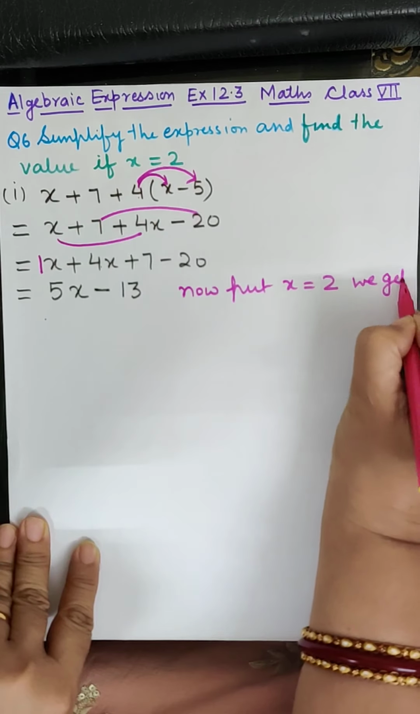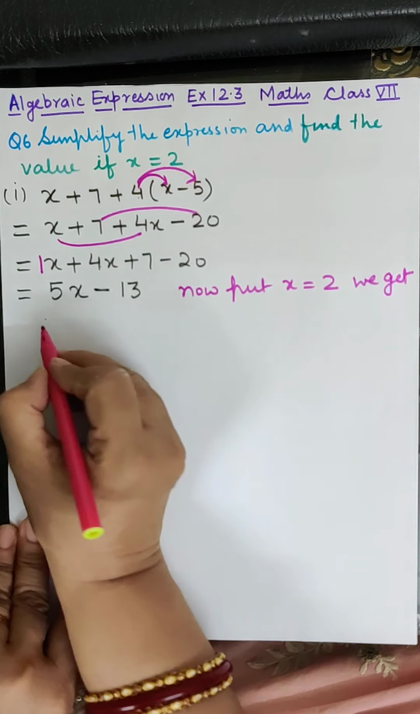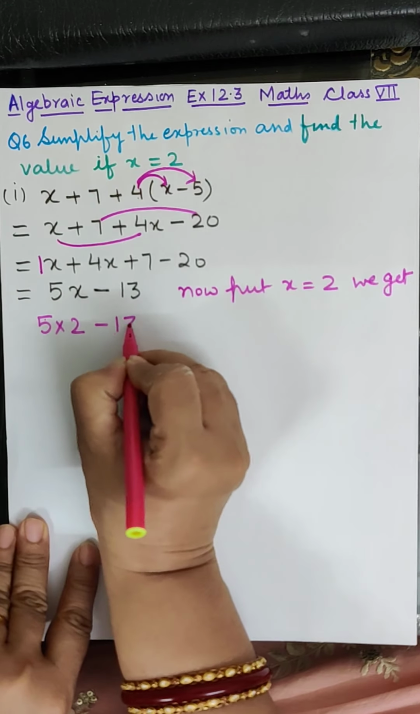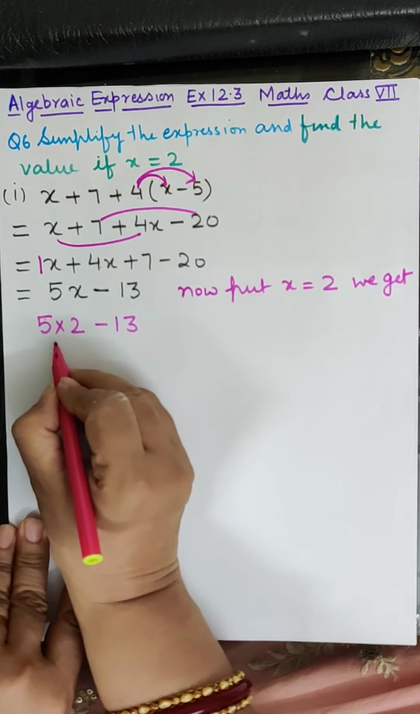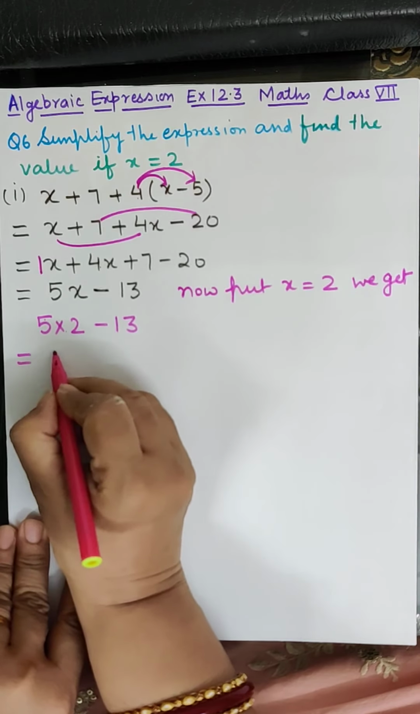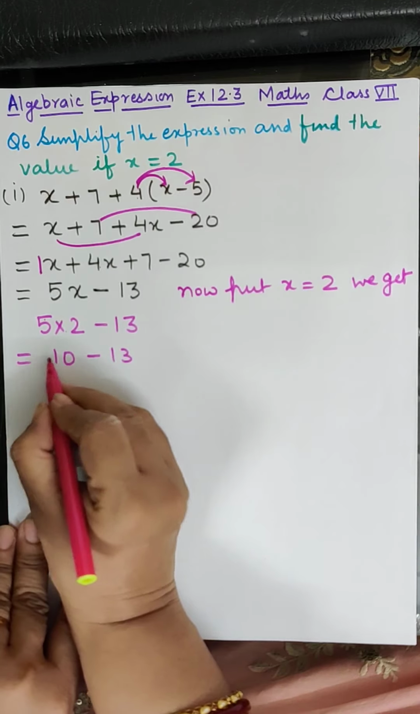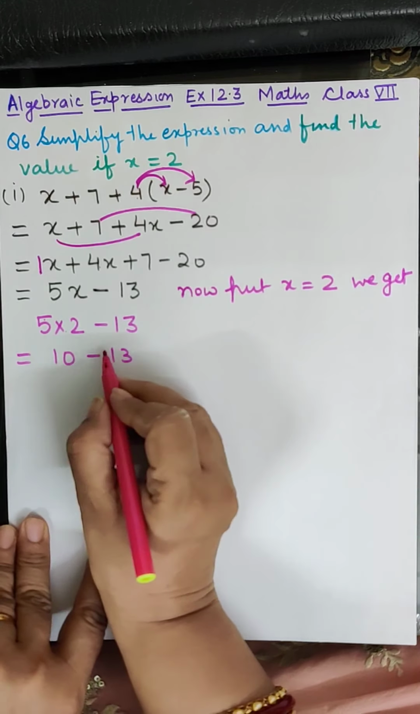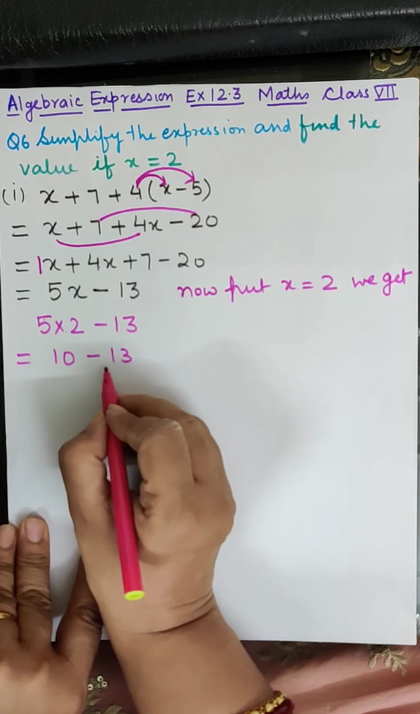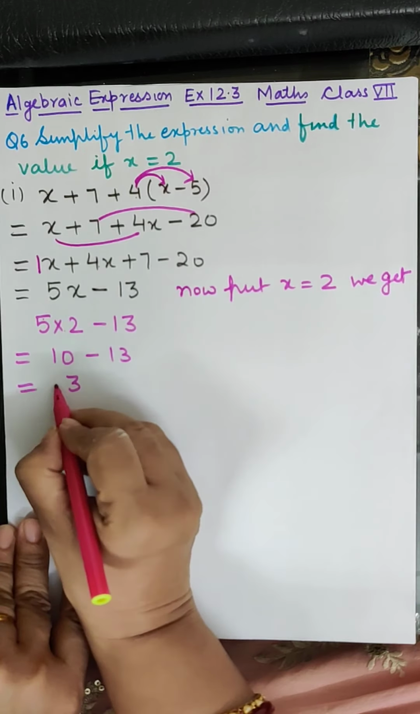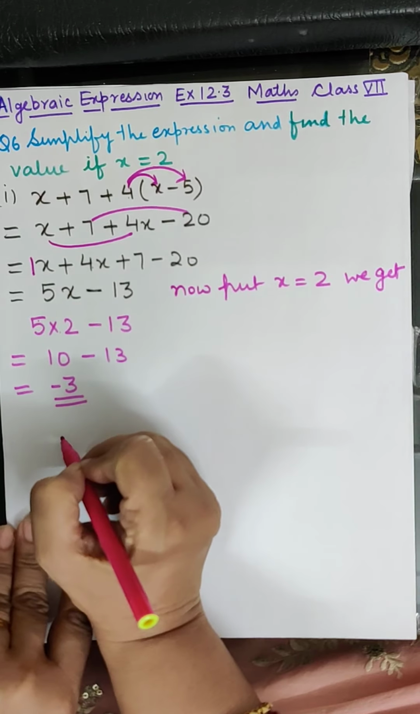We get, what do we get? 5 into 2 minus 13. x की जगह पे 2 लिखा. So this is equal to what? 5 into 2 is 10. 10 minus 13. Now see here, this is plus, this is minus. Opposite signs, what do? We subtract. When we subtract we get 3. Bigger number 13, sign is minus. So answer is minus 3. Alright.